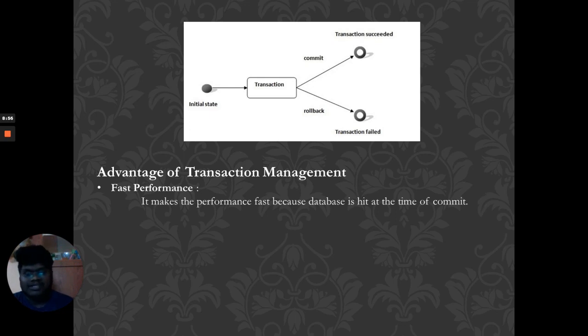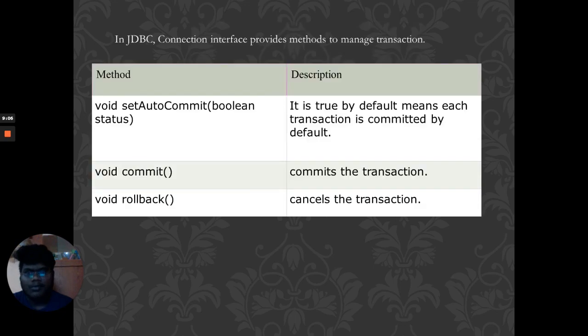So the advantage of transaction management is fast performance. It makes the performance fast because the database is hit only at the time of commit. In JDBC, we have the Connection interface which provides many methods to manage transactions. Here we have three methods: void setAutoCommit with an argument of boolean type, void commit, and void rollback.